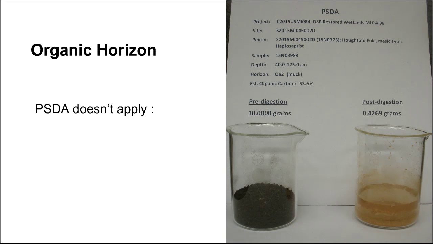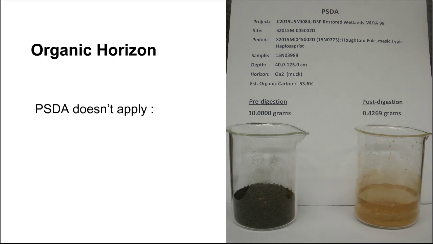Now, this is one that was actually sent through, a request for PSDA on an O horizon. As you can see, we started out with 10 grams of material, and after about 2.5 weeks on the hot plate with a lot of peroxide consumed, we wound up with less than 0.5 gram of mineral material left. We probably got representative numbers on that 0.5 gram, or 0.4 of a gram actually. But the larger question is, what difference does it make?